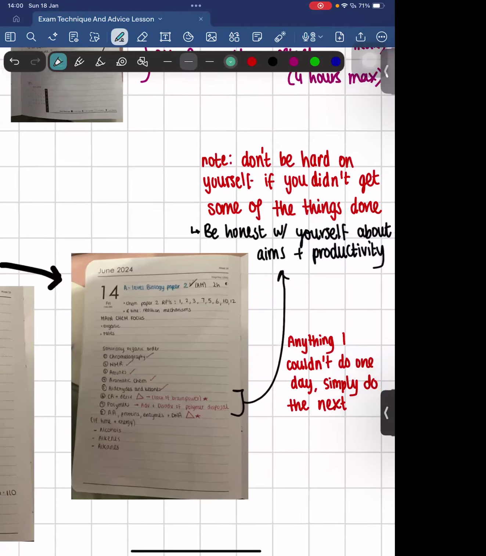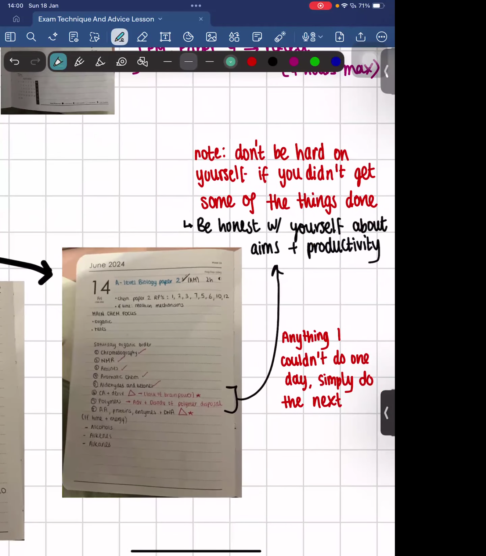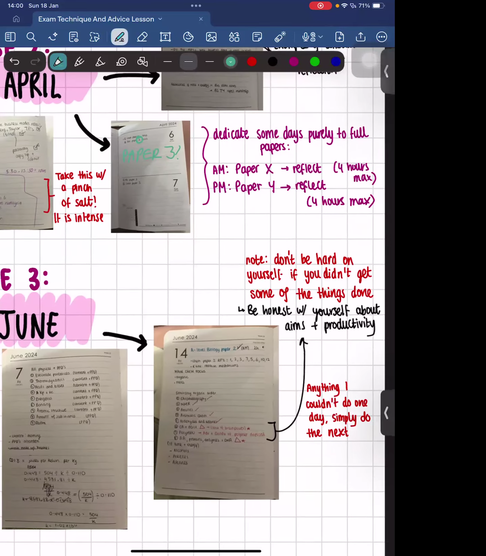Now, as you can see here, there were things throughout. You can see in all my images, there were things I wasn't able to get done, and that's okay. You don't have to hit every single target every day. It's just about you showing up, giving it your best, and trying again the next day. So anything you can't do one day, just do it the next day.